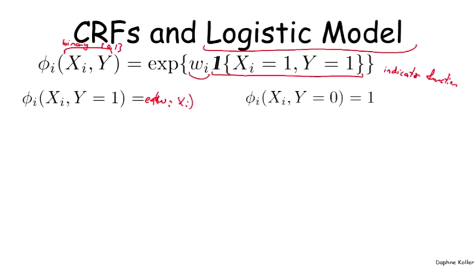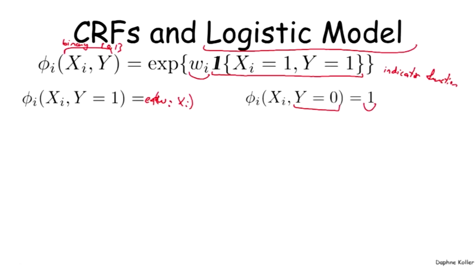On the other hand, if I make y equal 0, then my indicator function is 0. Because if y is 0, then the indicator function is 0. And at that point, I get exponential of 0, which is equal to 1. Okay, so these are my two cases. I have the value of this factor for y equals 1, and the value of this factor for y equals 0.